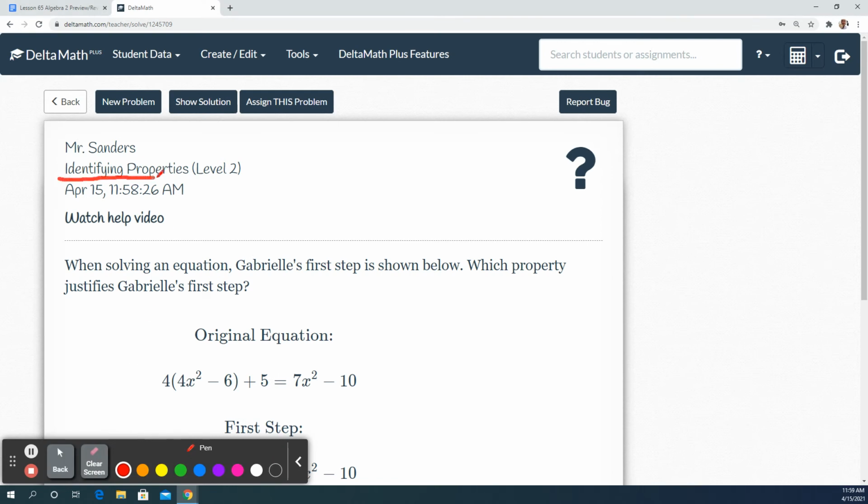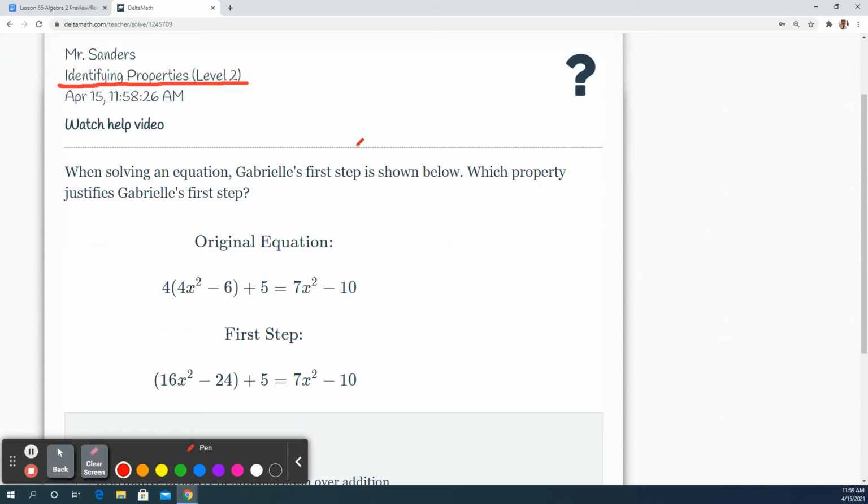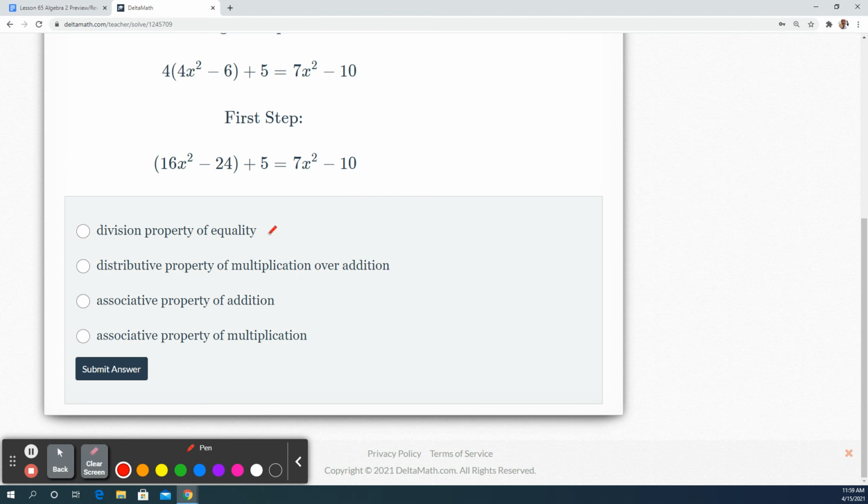We are identifying properties. We're at the second level here. There's a lot of properties that you're kind of responsible for. I always like using an English word equivalent to link together with the property to help us remember what's actually happening here. So let's just talk about each one of these.